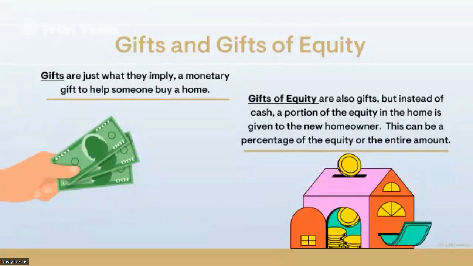Gifts and gifts of equity, what are the differences? The biggest thing, gifts normally imply a non-repayable monetary gift to help someone buy a home. A gift of equity is utilizing equity you may already have in the house, or a portion of the equity in the house. So let's say you have a $150,000 home and you only have a $50,000 mortgage on it, you have $100,000 worth of equity that you can utilize as a gift in this case.